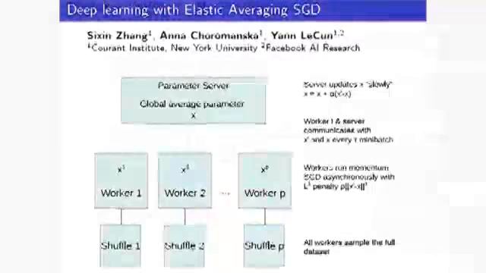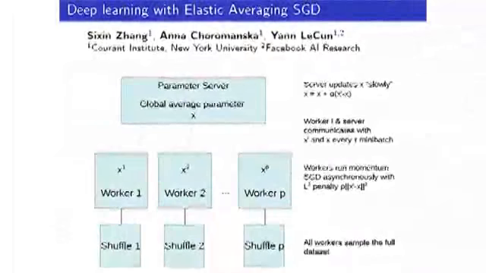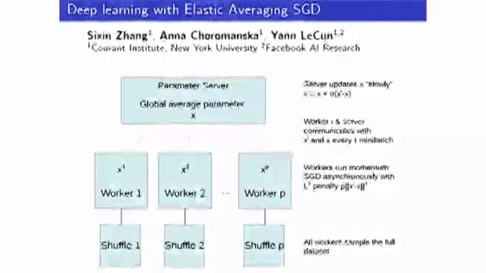Hello, everyone. My name is Sixin Zhang from Courant Institute, NYU. My collaborators are Anna Choromanska and Yann LeCun. I'm presenting a new method called elastic averaging SGD, which distributes the training of large neural nets on GPU cluster.